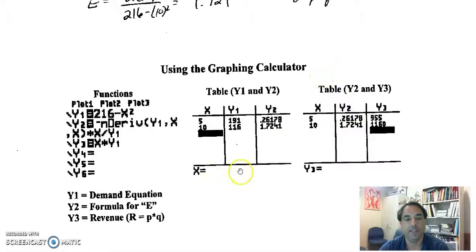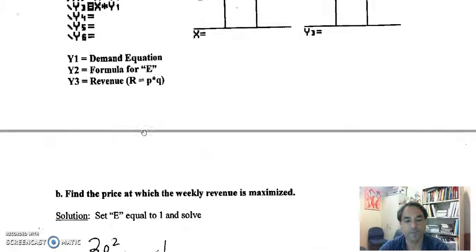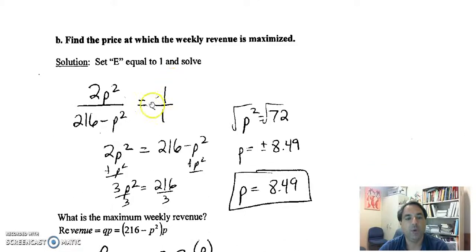And there's some calculator examples here where you can do it in the calculator, but this would be bonus material. So if we want it to equal 1, let's use some algebra. So we do 2p squared over 216 minus p squared set equal to 1, or 1 over 1. Cross multiply. 2p squared times 1, 2p squared. 216 minus p squared times 1 is 216 minus p squared.